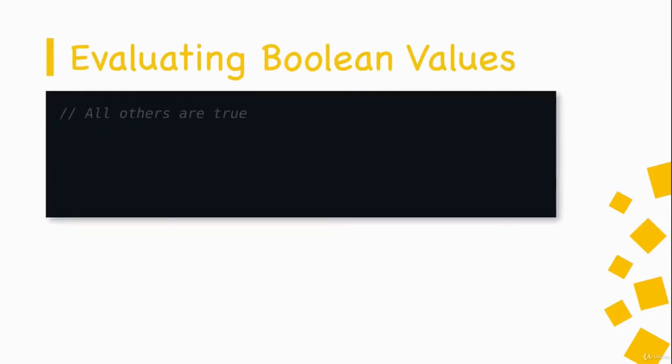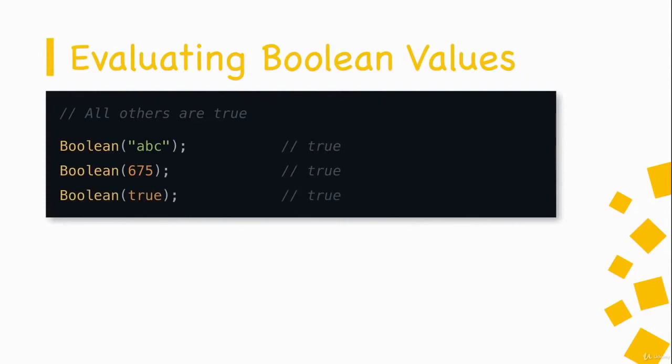And all other values except the ones that we just mentioned are true. So in this case, Boolean of a string, any string in fact, ABC, XYZ, 1, 2, 3, any string evaluates to true. Any number also evaluates to true. In this case, Boolean 675, or any number in fact, evaluates to true. And of course, Boolean true will always evaluate to true as well. So except for the ones that we just mentioned, all other values are true in a Boolean context.